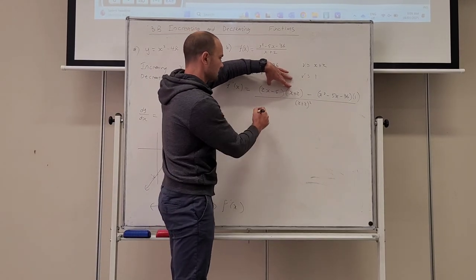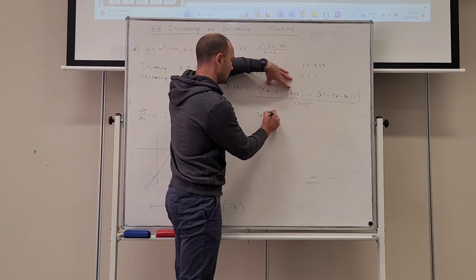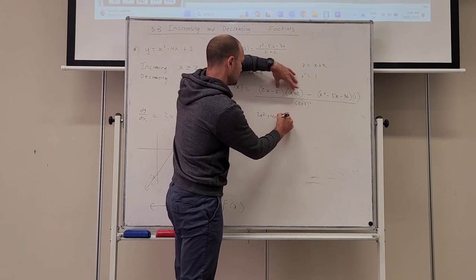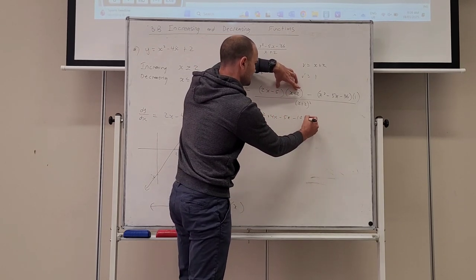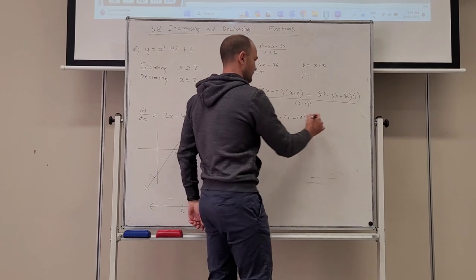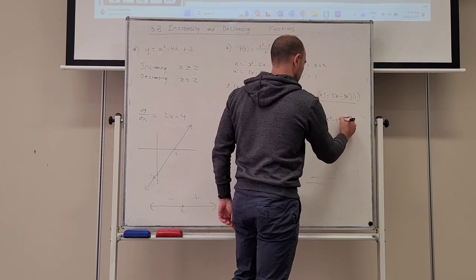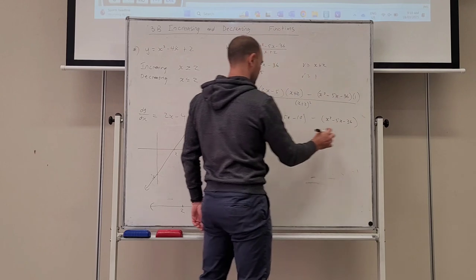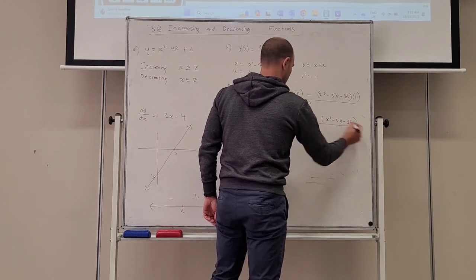I'm going to expand this. This is going to be FOIL. We'll have 2x squared, plus 4x, take 5x, take 10. And then we're taking away this quadratic here, all on top of (x plus 2) squared.